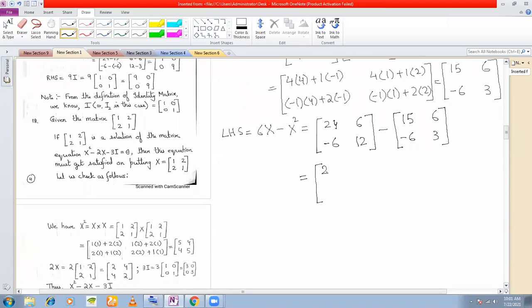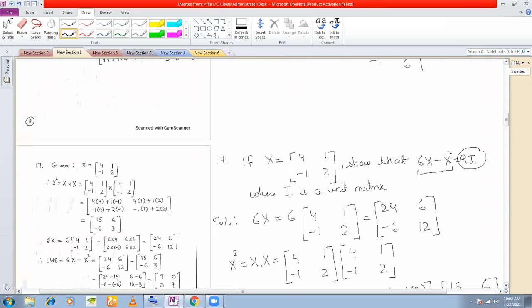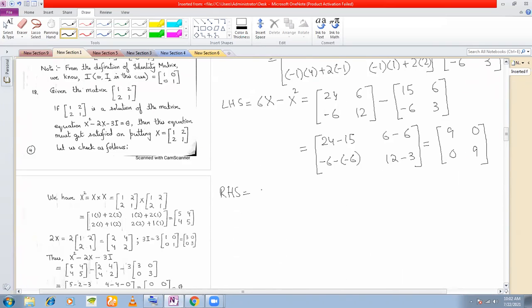Subtract the two matrices, you get 24 minus 15, 6 minus 6. Next you get minus 6 and then minus of minus 6. And then you get 12 minus 3. So you get here 9, 0, 0, 9. This is what you're getting as your left hand side. Right hand side, what do you have to show? This is equal to 9i. Right hand side is 9i.